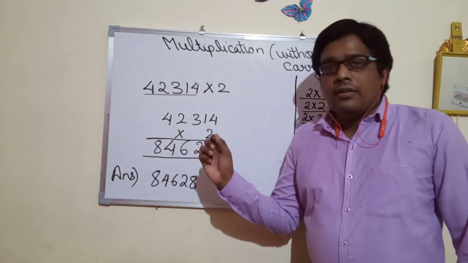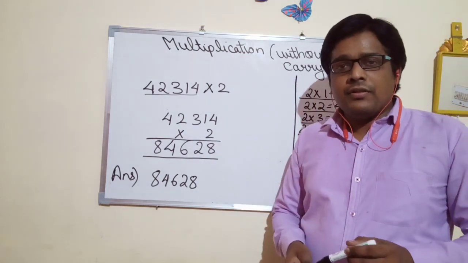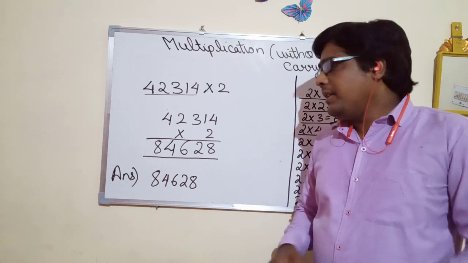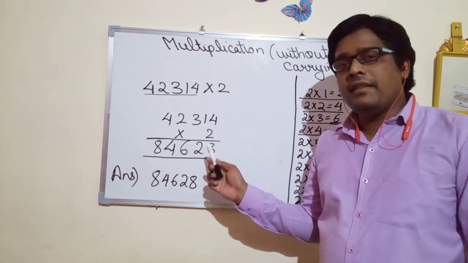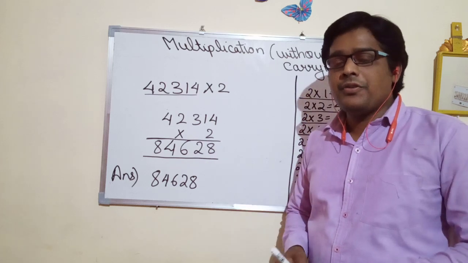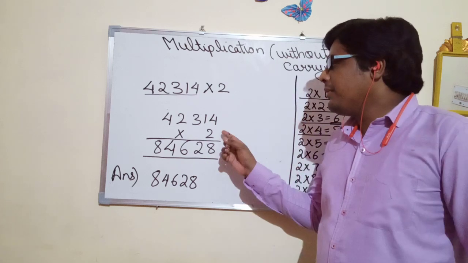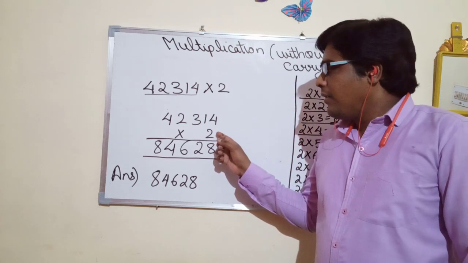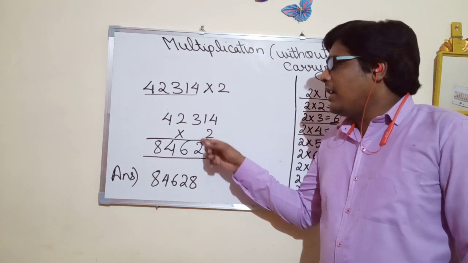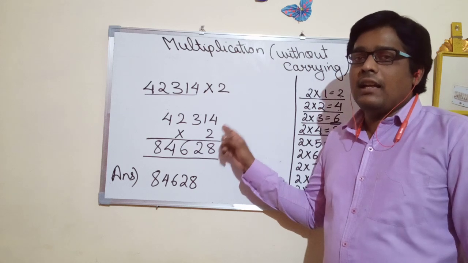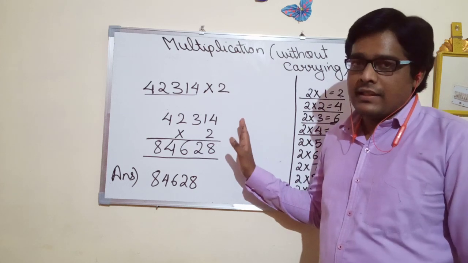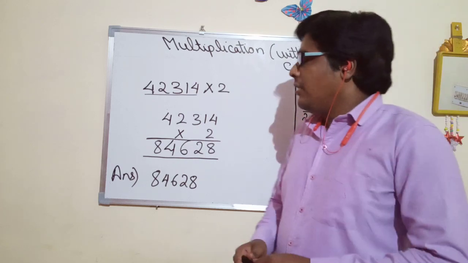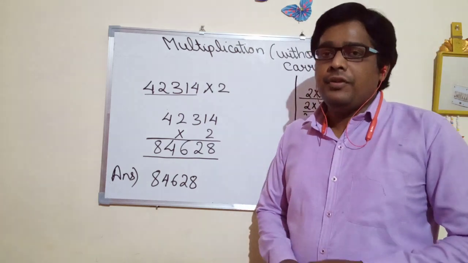Tables are very important. You should learn tables, practice tables, because in multiplication and division we need tables. Here you can see that our multiplier is 2. So whatever is the multiplier, you should have knowledge of tables of that number. Now we will do the next question.